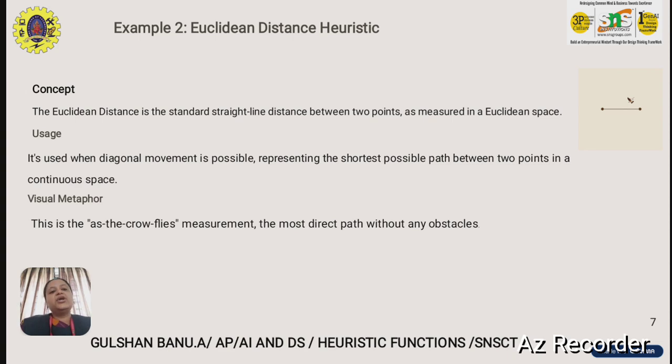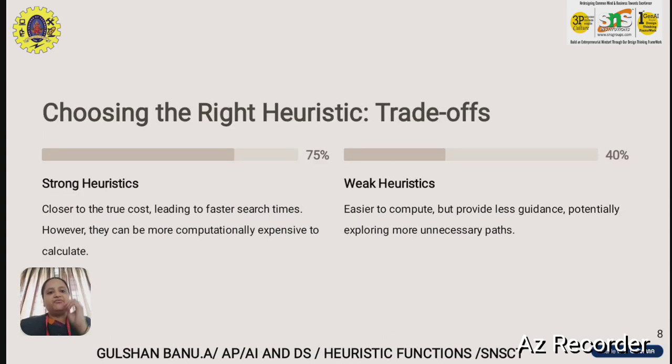The next one is the Euclidean distance heuristic. It calculates the distance or value from the initial state to the goal state in one straight stretch. Now, how to choose the right heuristic value is a trade-off. A strong heuristic is one that is closer to the true cost value. A weak heuristic is easier to compute but will provide less guidance.